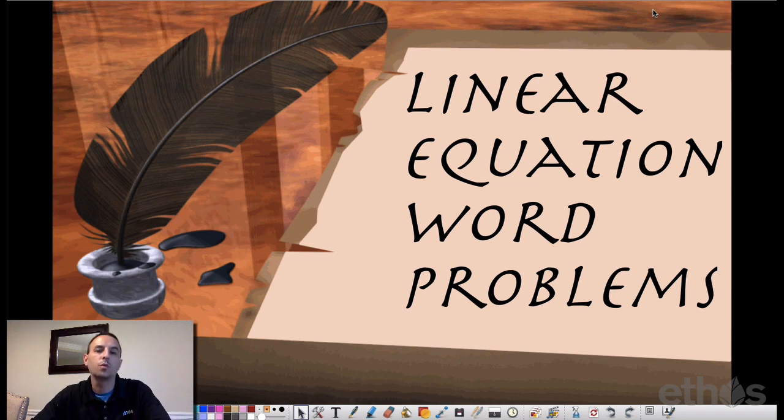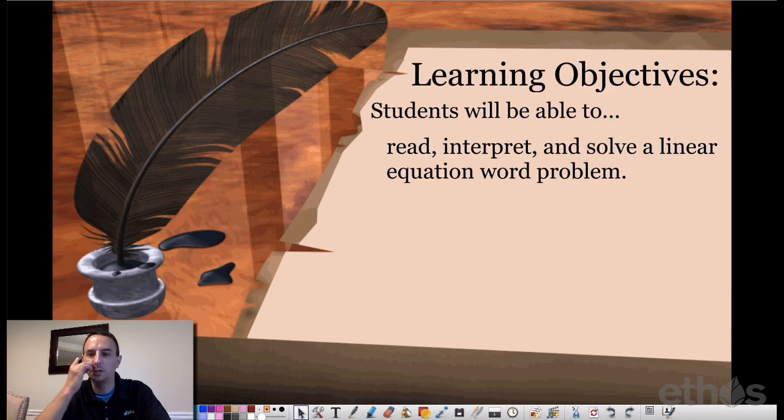I'm going to look at word problems written in slope-intercept and standard form, and then in the second video I'm going to look at word problems that use point-slope. Our goal is that by the end of the lesson you'll be able to read, interpret, and solve linear equation word problems. There's lots of practice in your notes, and I've posted extra practice online with the answer key for you to check your work.